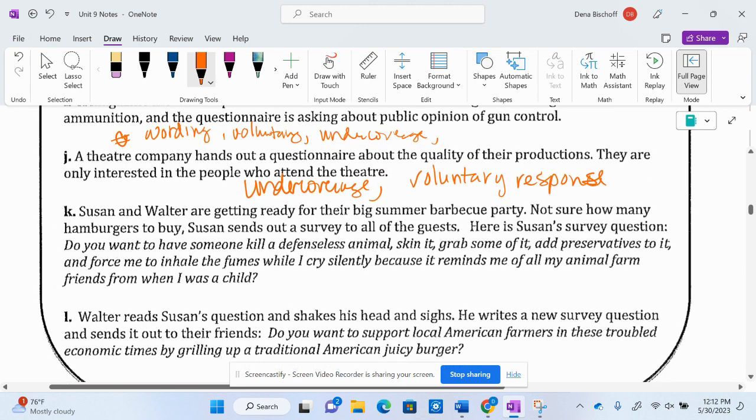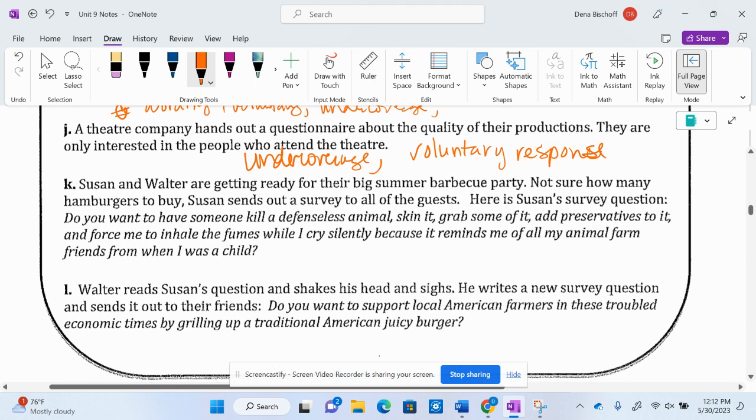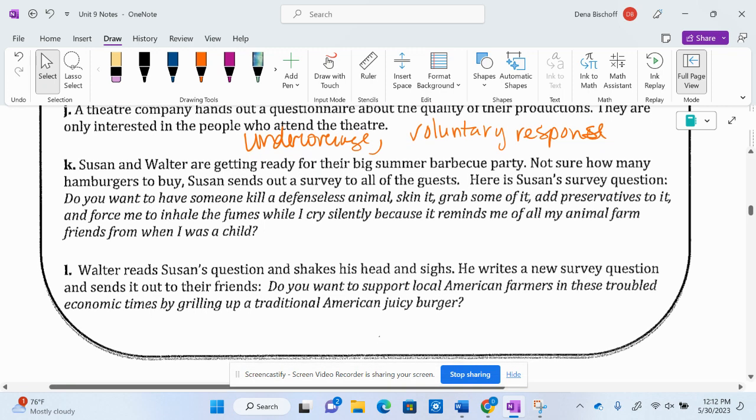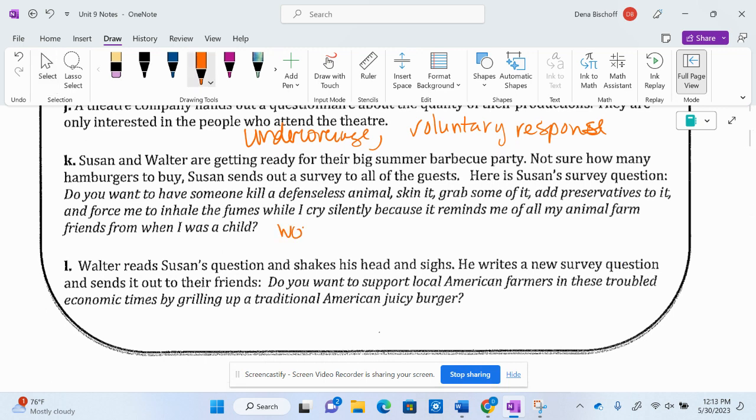Susan and Walter are getting ready for their big summer barbecue party. Not sure how many hamburgers to buy. Susan sends out a survey to all of the guests. Here's Susan's survey question: Do you want to have someone kill a defenseless animal, skin it, grab some of it, and add preservatives to it, and force me to inhale the fumes while I cry silently because it reminds me of all my Animal Farm friends when I was a child? Oh, okay. Anyway, yeah, wording. Probably very emotional, right? Wording.